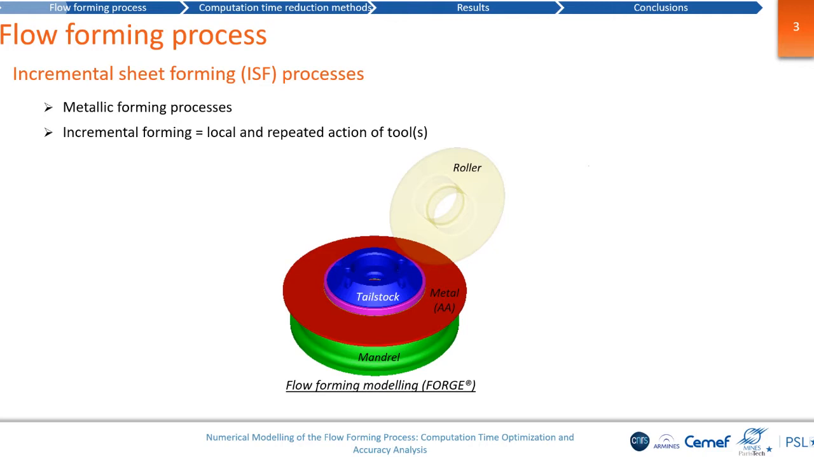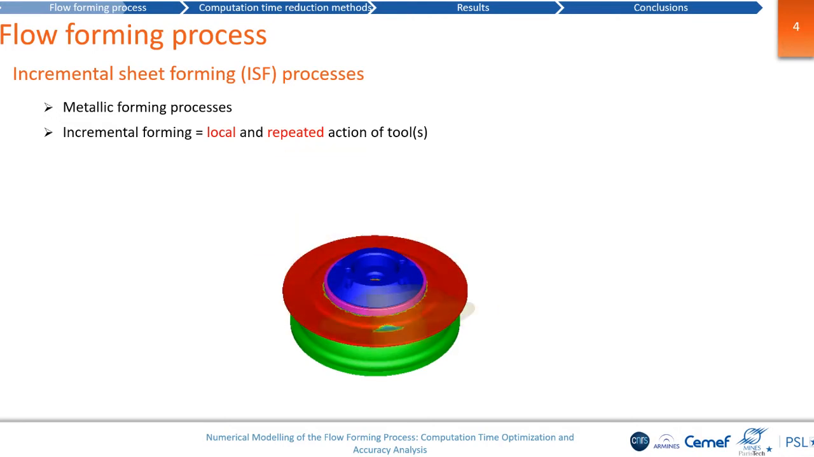Here is our flow forming process. It is an incremental sheet forming process. Our sheet is an aluminum alloy sheet that is deformed between a mandrel and a roller. It is an incremental forming because of the local and repeated action of the tool.